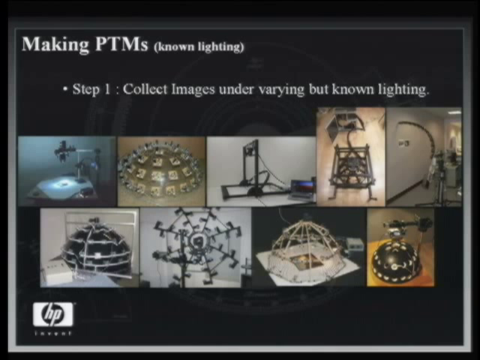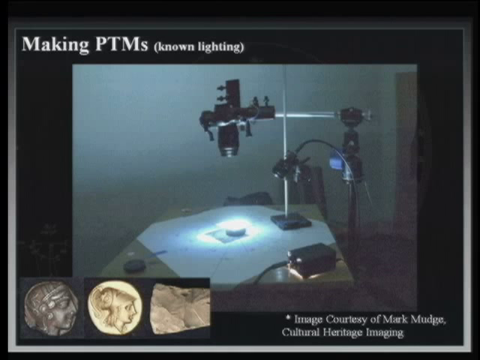I want to go a little bit into some of the imaging work that's been done based on our technique since then. This first slide is just an overview of some of the devices that have been built in the meantime. Most of these were not built by our group. A couple of them were built by a nonprofit called Cultural Heritage Imaging. The basic idea is that you just want to get a collection of photographs of the same thing from different lighting directions, so you can view it under novel lighting directions. Let me show you a couple of those devices.